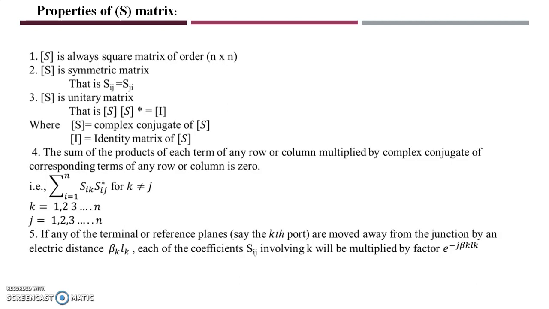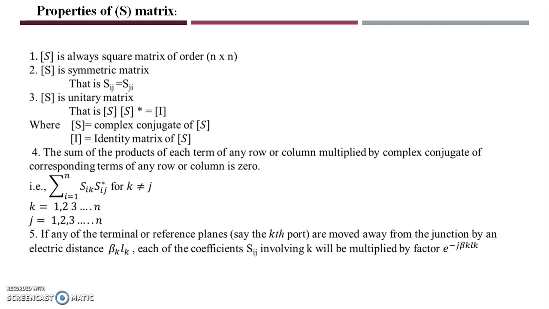It is a unitary matrix. S into S complex conjugate is equal to the identity matrix, which is called a unitary matrix. The fourth is that the sum of the product of each term of any row or column multiplied by the complex conjugate of the corresponding terms of any other row or column is always zero.